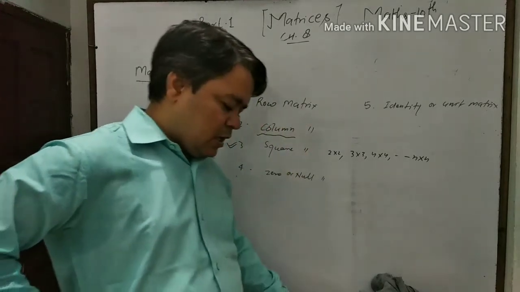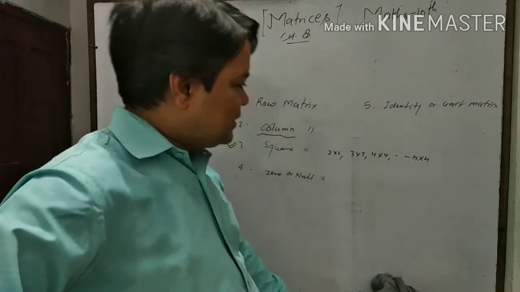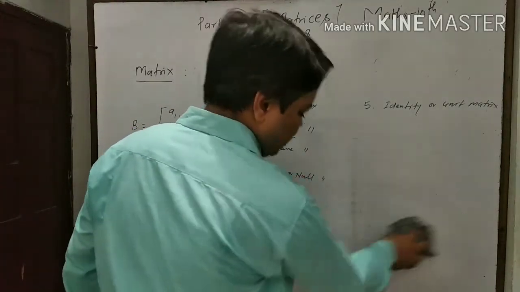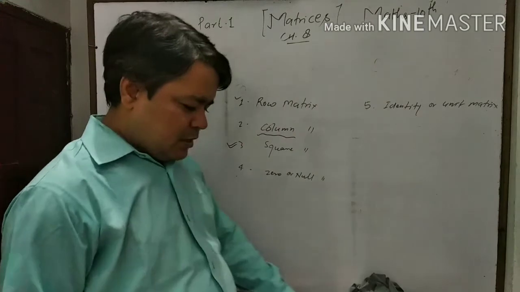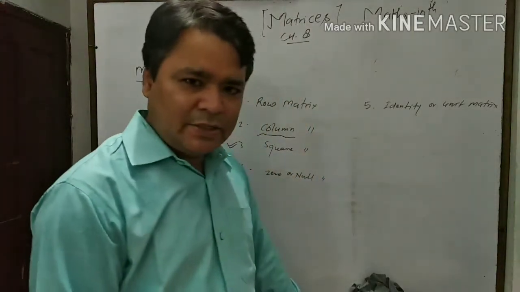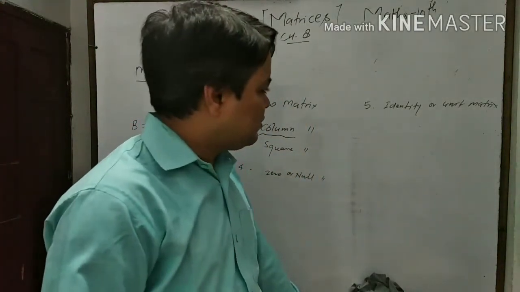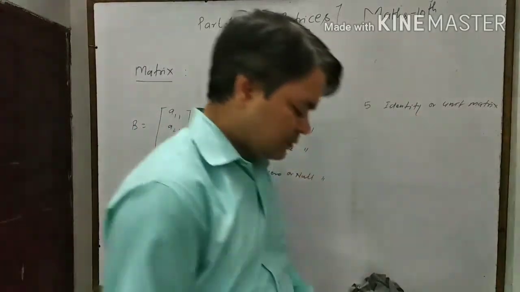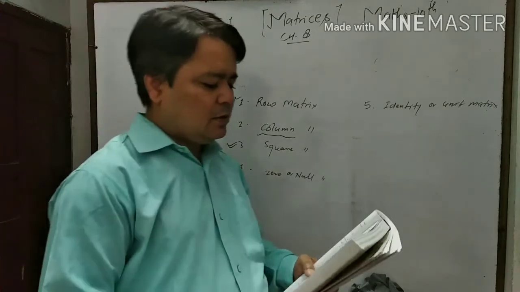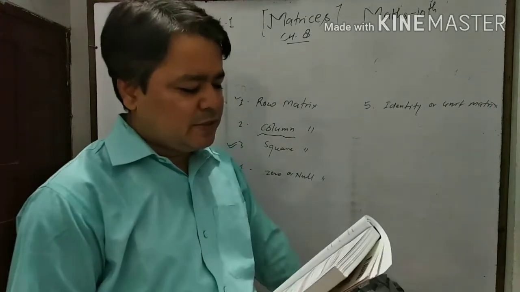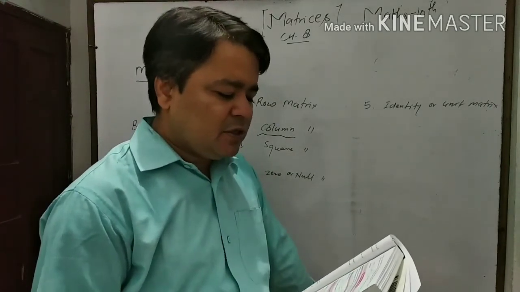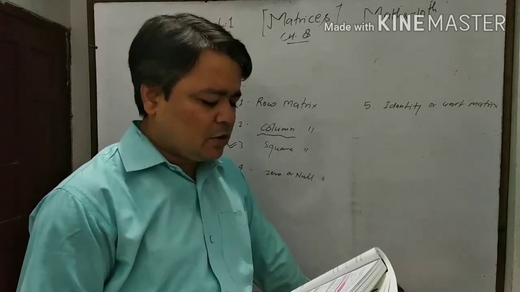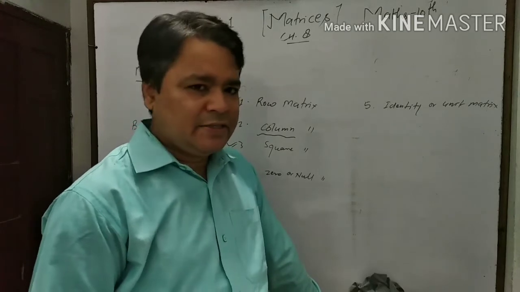Regarding this, now we will discuss the identity or unit matrix. Here, the identity matrix has a condition: it will always be a square matrix. An identity or unit matrix is a square matrix in which each diagonal element is 1 and all other elements are 0. This is called the identity matrix.